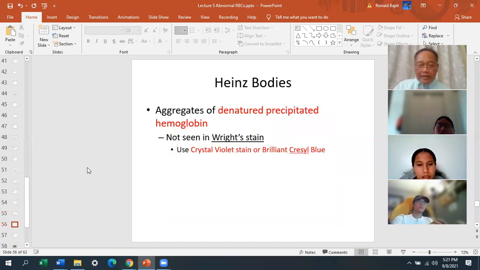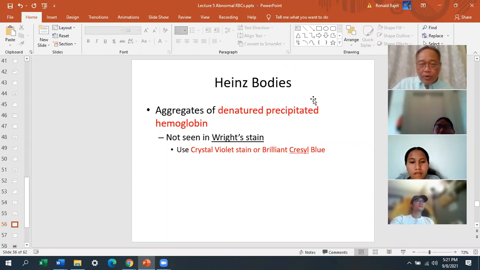All right, Heinz bodies. Heinz bodies are made of denatured precipitated hemoglobin. So there are a whole lot of things to know about what things are remnants of hemoglobin. That's what this is, denatured precipitated hemoglobin. Heinz bodies are seen in Wright stain. Oh, I'm sorry, not seen in Wright stain.